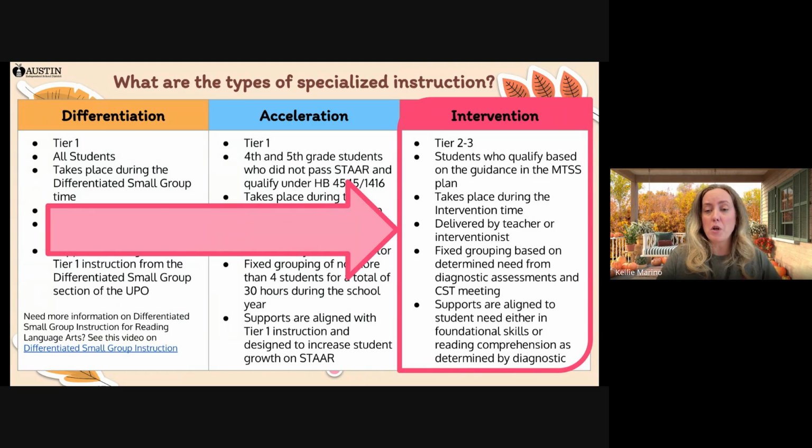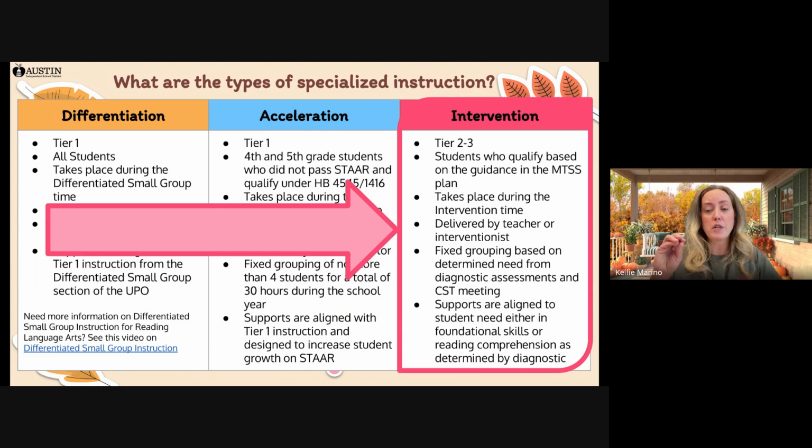But the piece we are going to talk about right now is specifically your intervention block. This is the only type of specialized instruction that falls in your tier 2 or 3 category. And it is for students who qualify based on the guidance in the MTSS plan. You just saw that video, right? So we're going to go through that. It takes place during the intervention time.